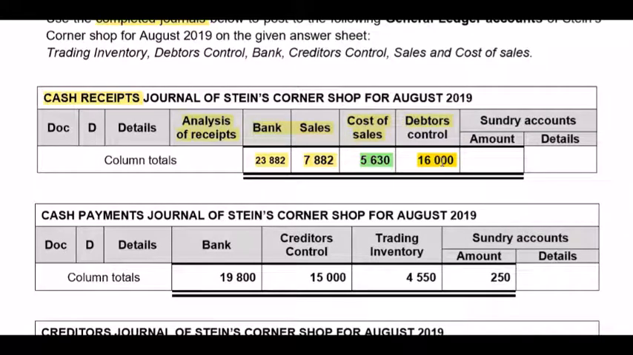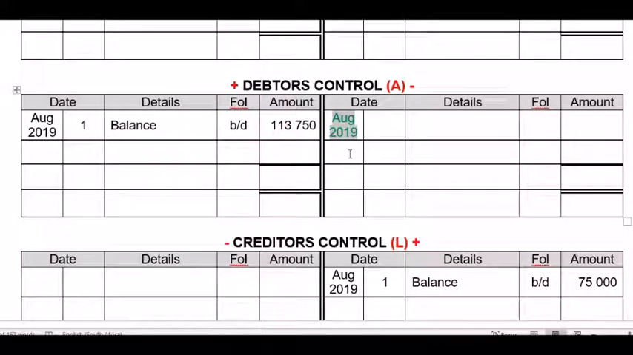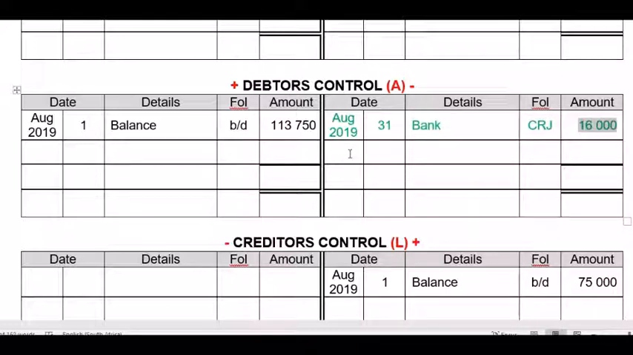Another reason why is because bank was debited, so sales and debtors control must be credited. Okay, so in debtors control on the credit side, you have to write August 2019 because it's the first time we're working on this side. The 31st because it's a column total that we're working with. It comes from the CRJ, and the money that we received from these debtors will be put into our bank account. That's why I write bank in the details column. CRJ is the folio, and the value was 16,000 Rand. Now we're done with the CRJ, so we can go and look at the CPJ.